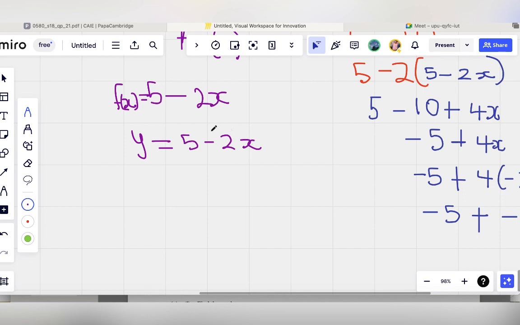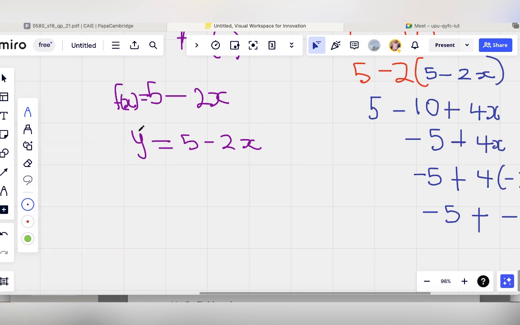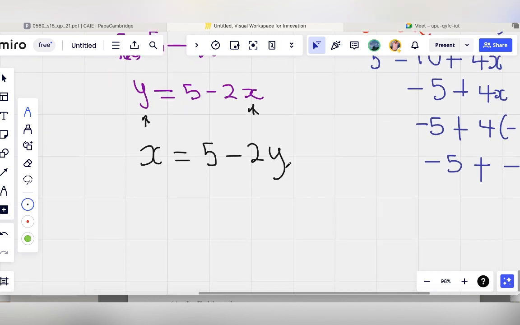Okay, we move to the next step. The next step is to exchange the position of x and y. So I'll bring x here, I'll bring y here, I exchange them. Meaning I write x equal to 5 minus 2y, instead of 5 minus 2x. So after exchanging their position, make y the subject of the formula.